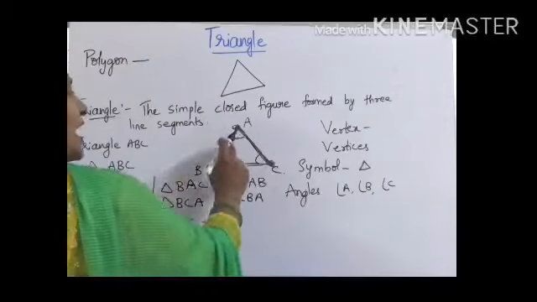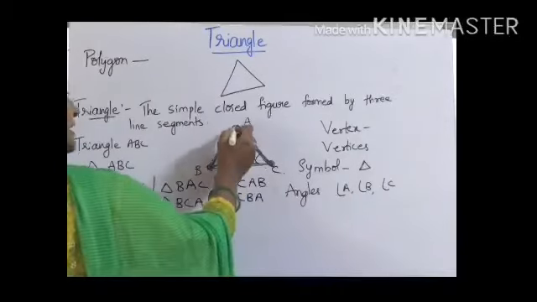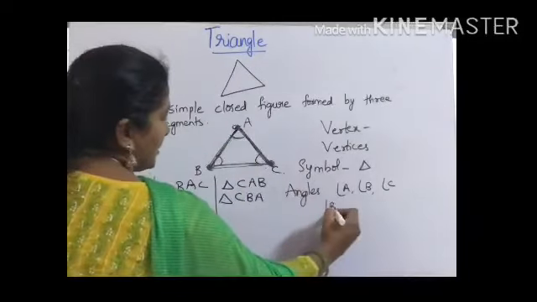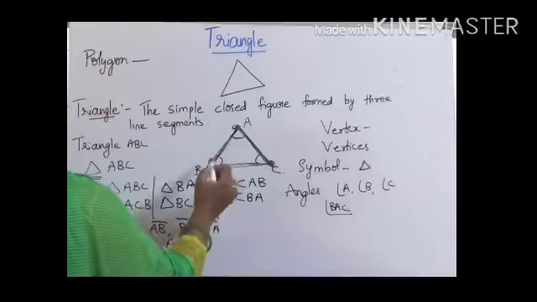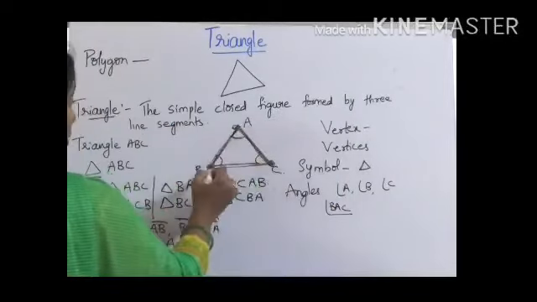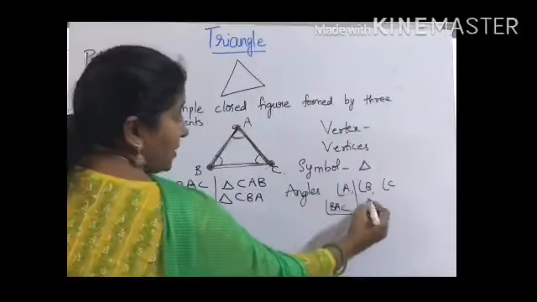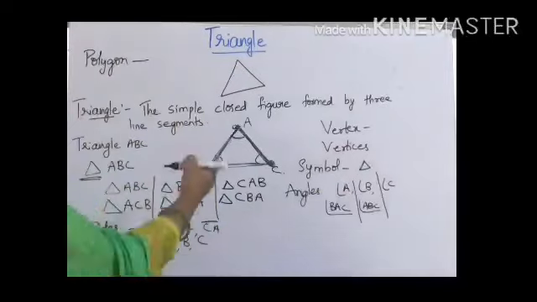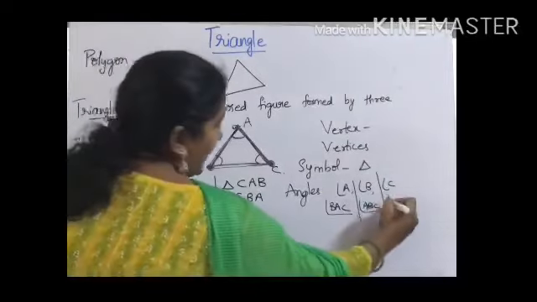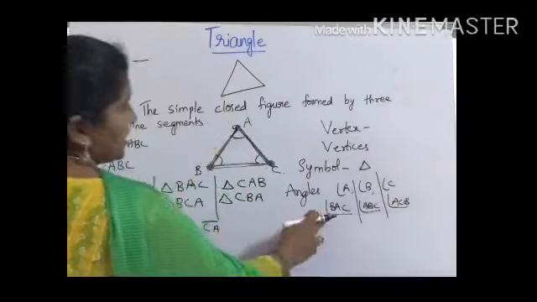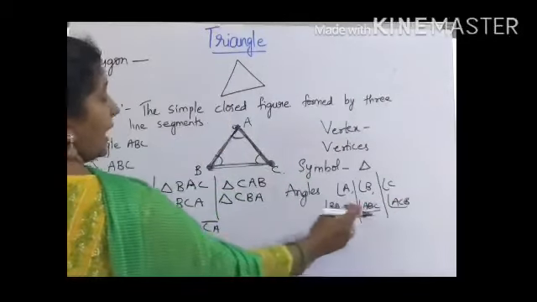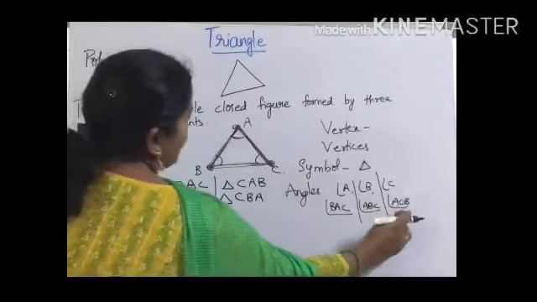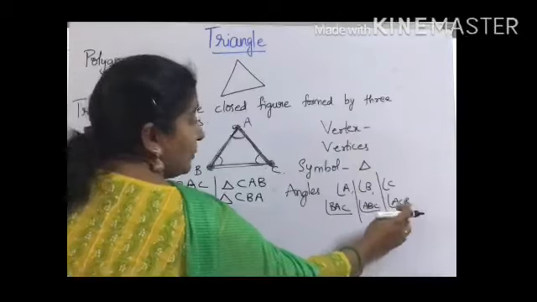When you are representing angle with the 3 letters, always that vertex should be in the middle. So angle A can be represented as angle BAC. You can write angle BAC or CAB also in reverse way, and angle B can be represented as angle ABC because in the middle B is there, and angle C is represented as angle ACB. Here you can represent BAC as CAB also, and angle ABC can be represented as angle CBA, or angle ACB is also represented as angle BCA.